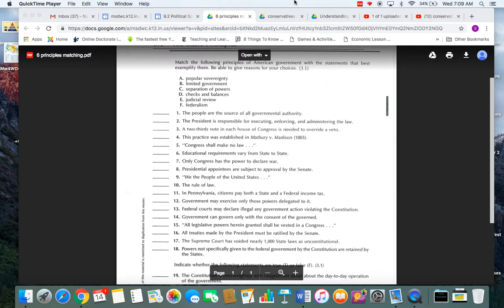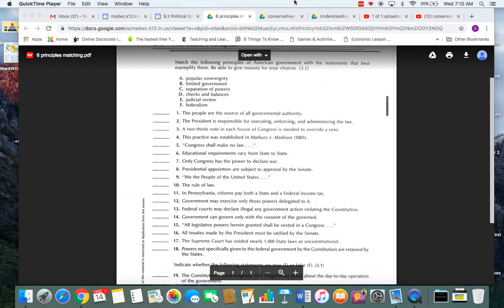Only Congress has the power to declare war. We're looking at a branch of government and saying this is a power that they have. We're looking at one branch here. So that's separation of powers. Presidential appointees are subject to approval by the Senate. Once again, we're having 2 branches here. One has to check the other one to keep them from getting too powerful. We have checks and balances. We the people, popular sovereignty. The people are the source of the power in the government.